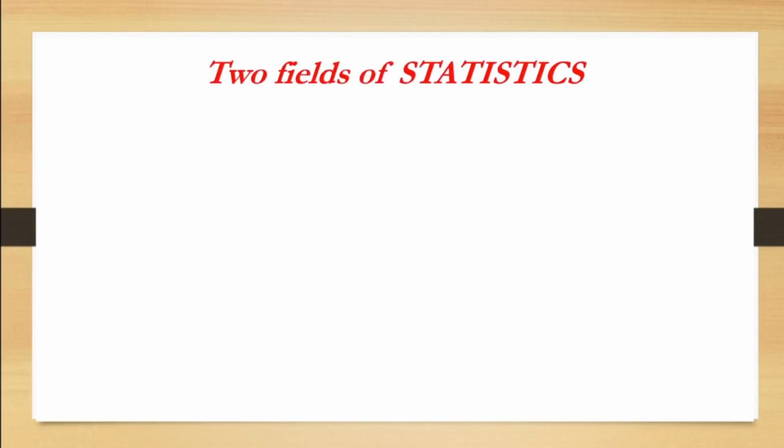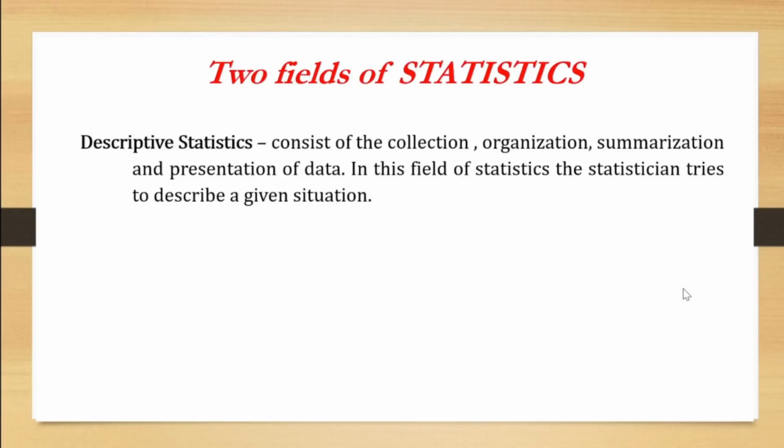There are two fields of statistics. The first one we have descriptive statistics. When we say descriptive statistics, it consists of collection, organization, summarization, and presentation of data. In this field of statistics, the statistician tries to describe a given situation.